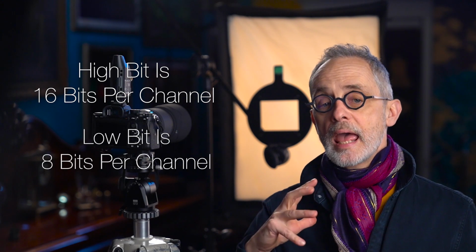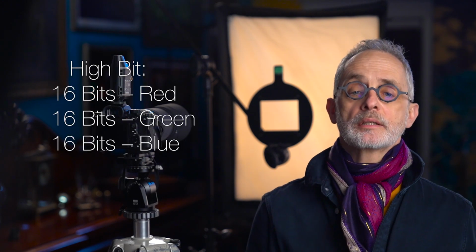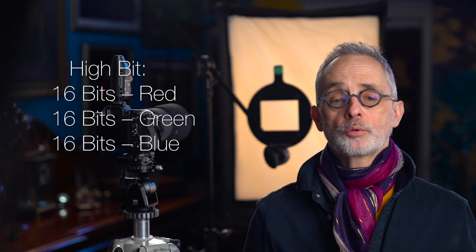When I say high bit, I mean 16 bits per channel rather than low bit at 8 bits per channel. High bit gives me 16 bits for the red channel, 16 for the green channel, and another 16 for the blue channel, for a total of 48-bit, allowing for greater extremes for finessing color and tone during processing and editing.